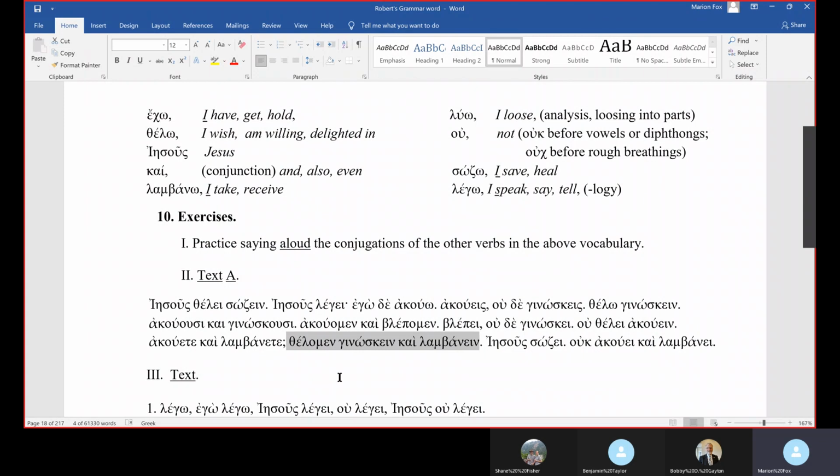Thelomen ginoskein kai lambanein. Thelomen ginoskein kai lambanein. So right here, the omen ending, o-a-s-a, omen ete ousi. What's the omen ending? What person and number? First person plural, omen. Right. And so that's we what? Wish. We wish to know and kai, to receive or take.